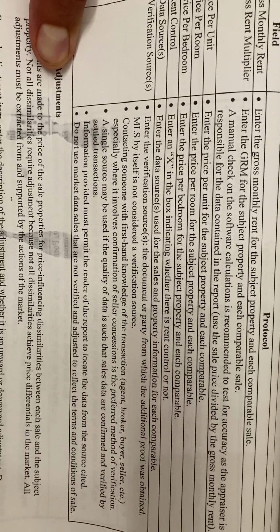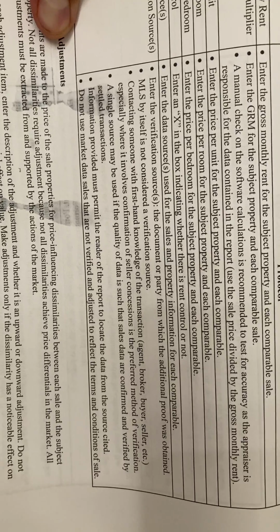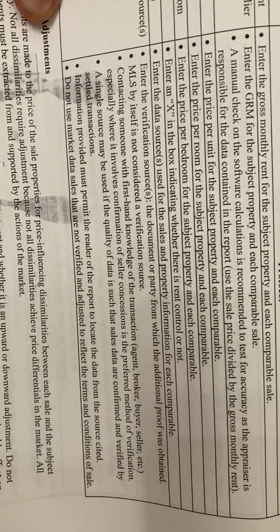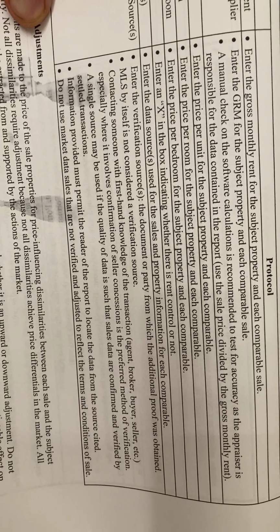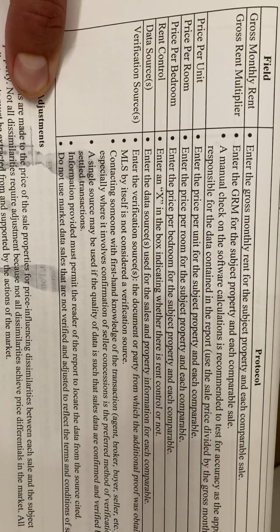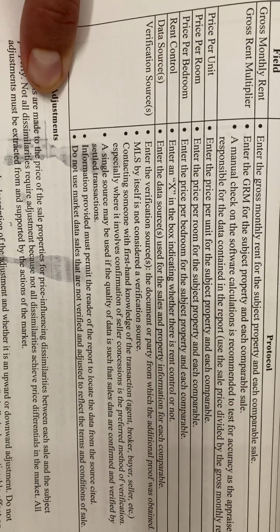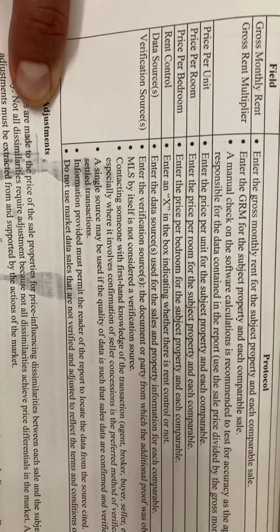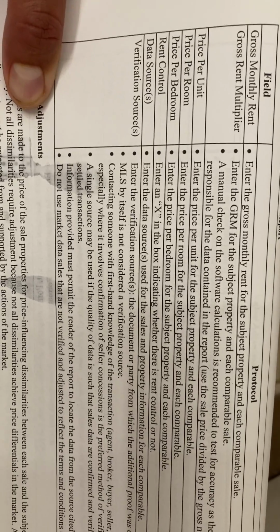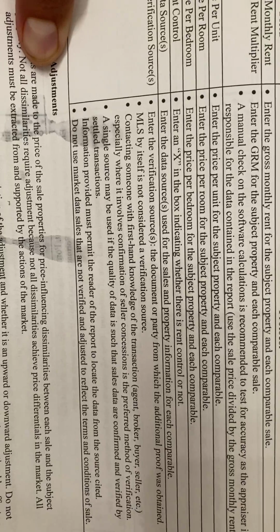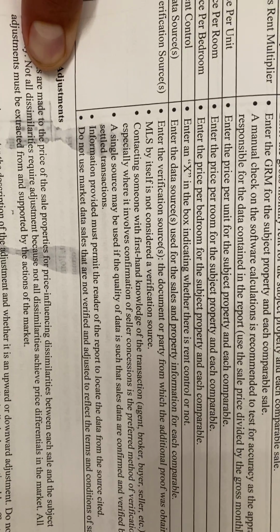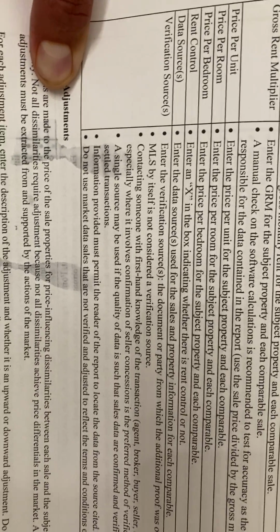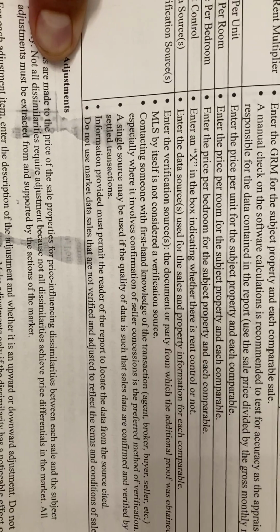A manual check on the software calculations is recommended to test for accuracy, as the appraiser is responsible for the data contained in the report. Use the sale price divided by the gross monthly rent. Field. Price per unit. Protocol. Enter the price per unit for the subject property and each comparable. Field. Price per room. Protocol. Enter the price per room for the subject property and each comparable. Field. Price per bedroom. Protocol. Enter the price per bedroom for the subject property and each comparable.